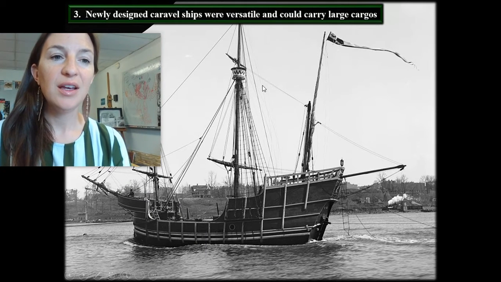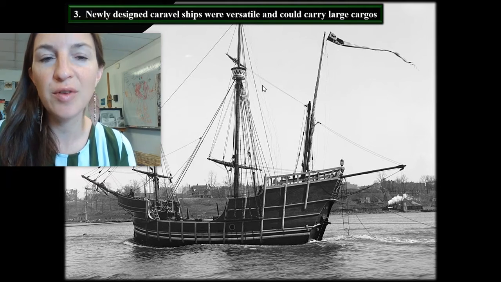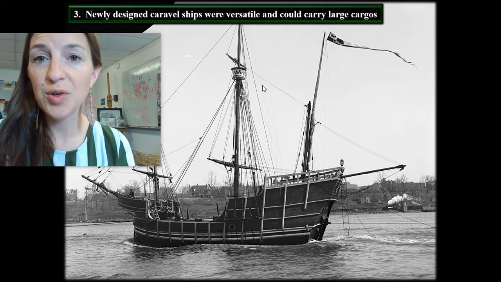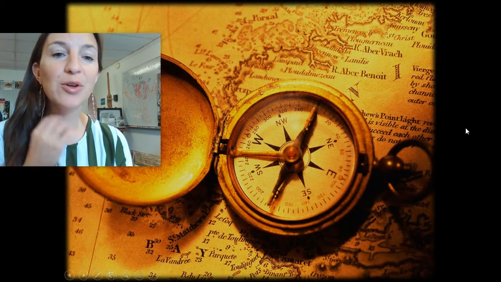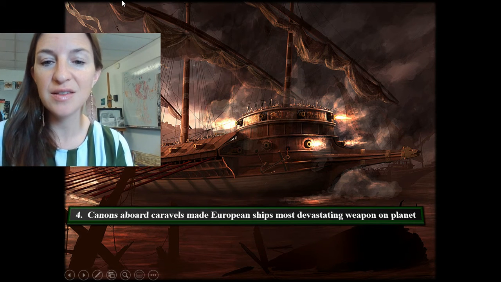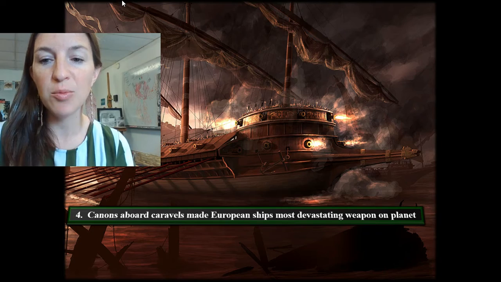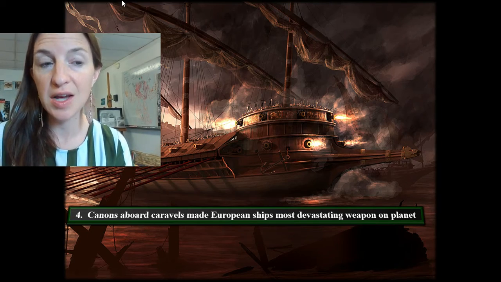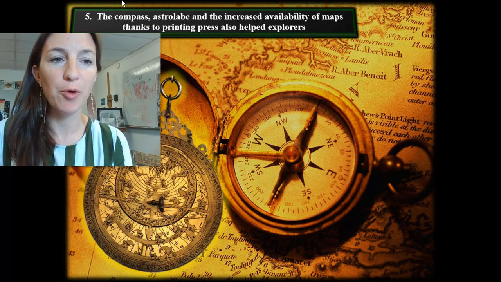Note number 3, it was possible to have an Age of Exploration because of newly designed caravel ships. They were versatile, they could carry large cargoes. Note number 4, the innovation of gunpowder from China meant that they could protect themselves with cannons, and European ships using these cannons and gunpowder became the most devastating weapon on the planet at the time. So they felt invincible to go abroad.